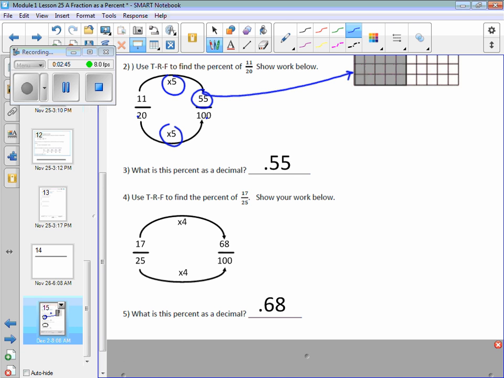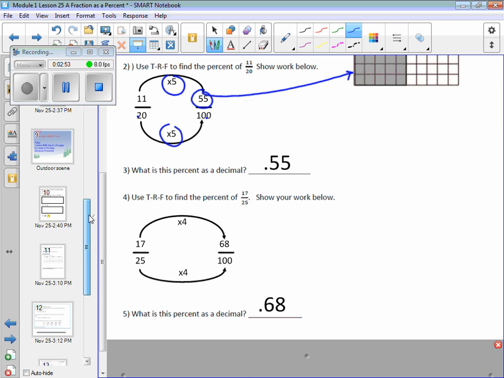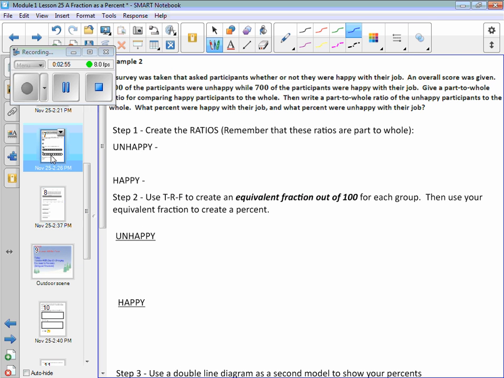Okay? Yes? I want to go over what you did yesterday too. So go to unhappy versus happy people at work. In step 1, all they wanted you to do was to create the ratio. So unhappy was 300 out of 1,000 total people. Happy was 700 out of 1,000. That's all you had to do there, just create the ratio.